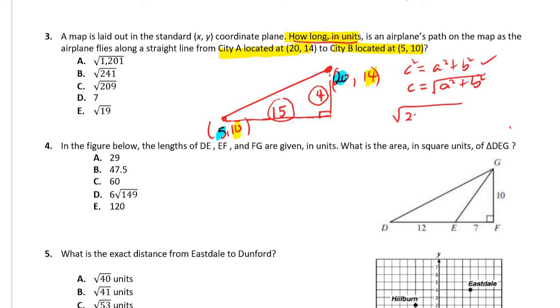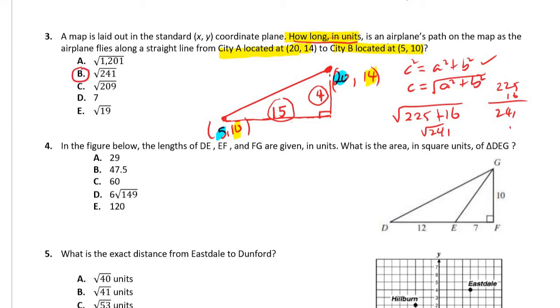15 squared is 225, and 4 squared is 16, and when you add them together, 225 plus 16 will give you 241. So the answer is the square root of 241. And that's your answer right there, okay?